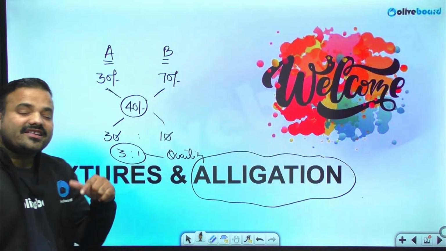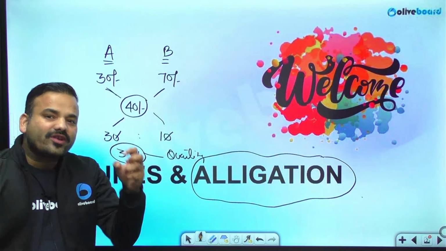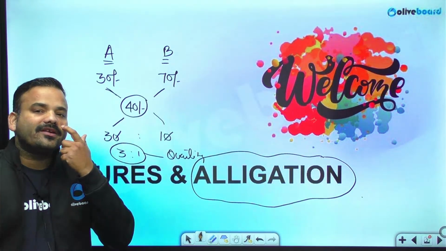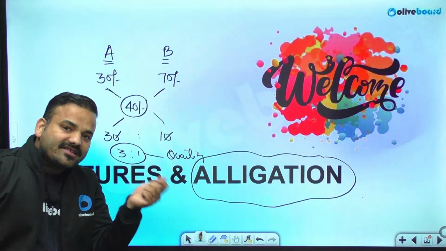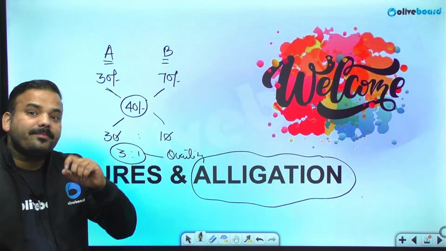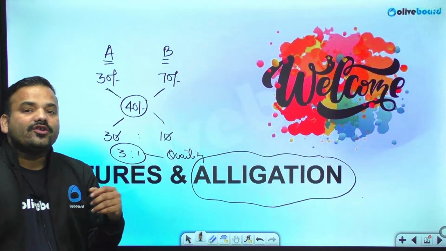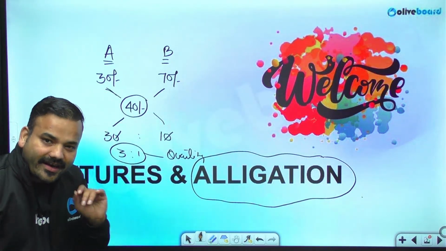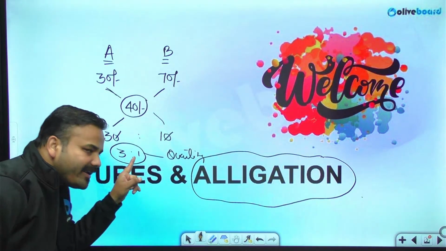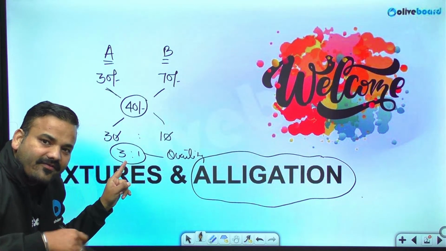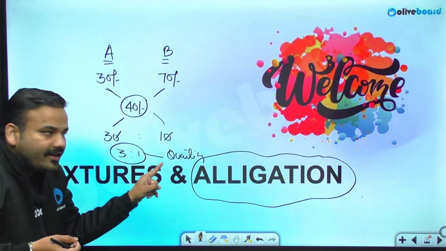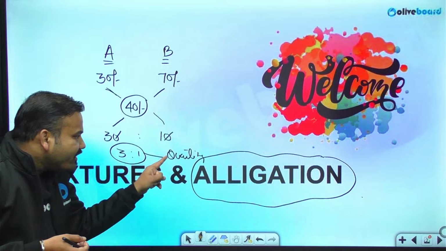Now allegation is used in every topic. Even in mensuration there are certain questions in which we use the method of allegation. Even in time and distance, profit and loss, pipes and cistern, time and work, percentage, and average. So everywhere we are using allegation, right? Everywhere we will get this ratio, and in every case the ratios are different. Here the ratio is of quantity.